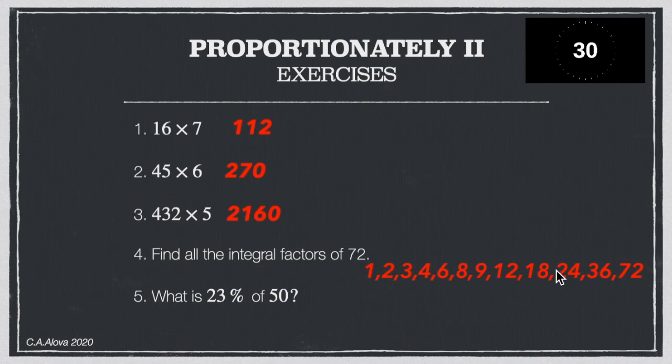So what is 23% of 50? What you'll do is move the 23. Maybe you can just move it once so that we'll have 2.3, and 50 will be 5. 2.3 times 5. Okay, let's put it in writing, shall we?